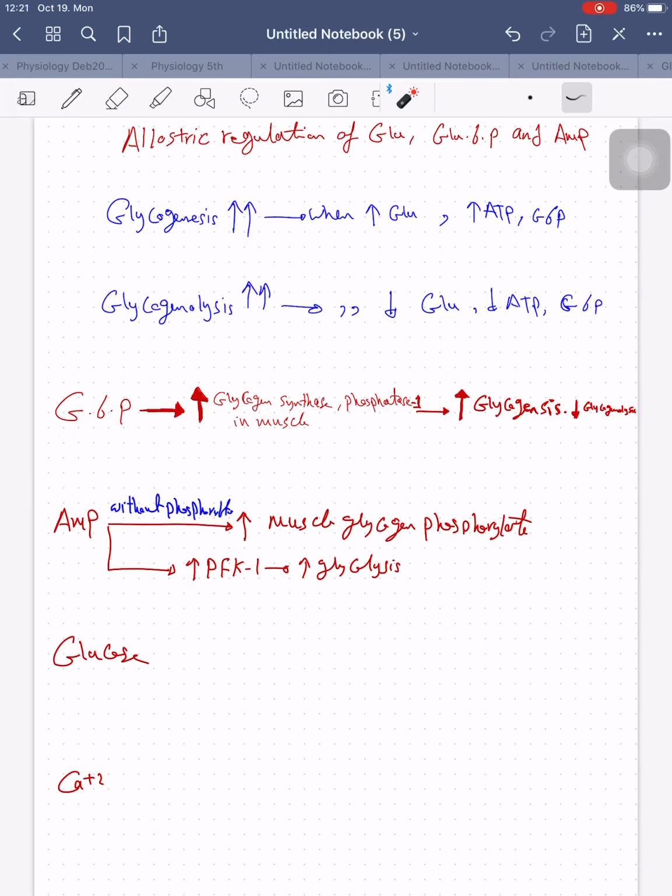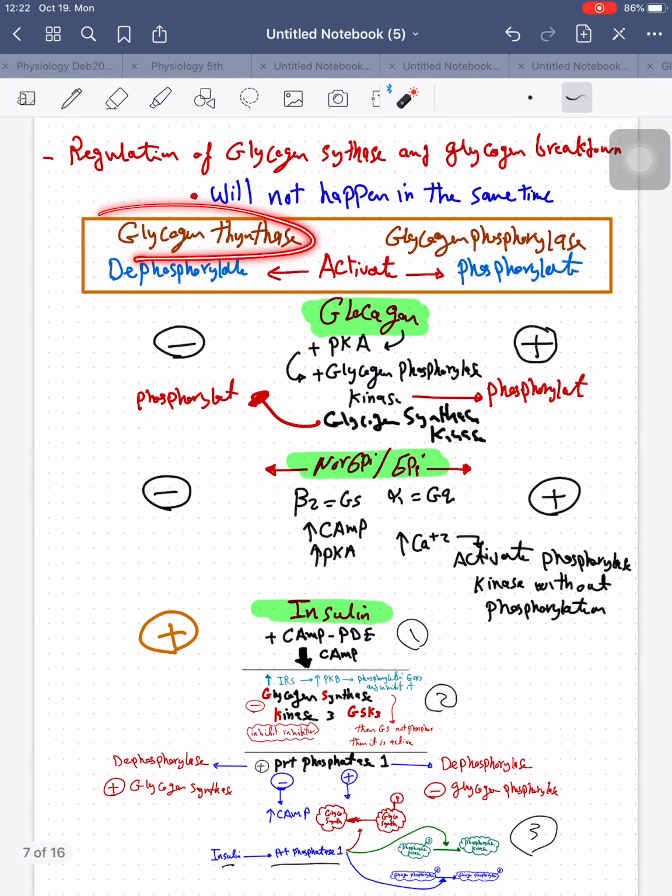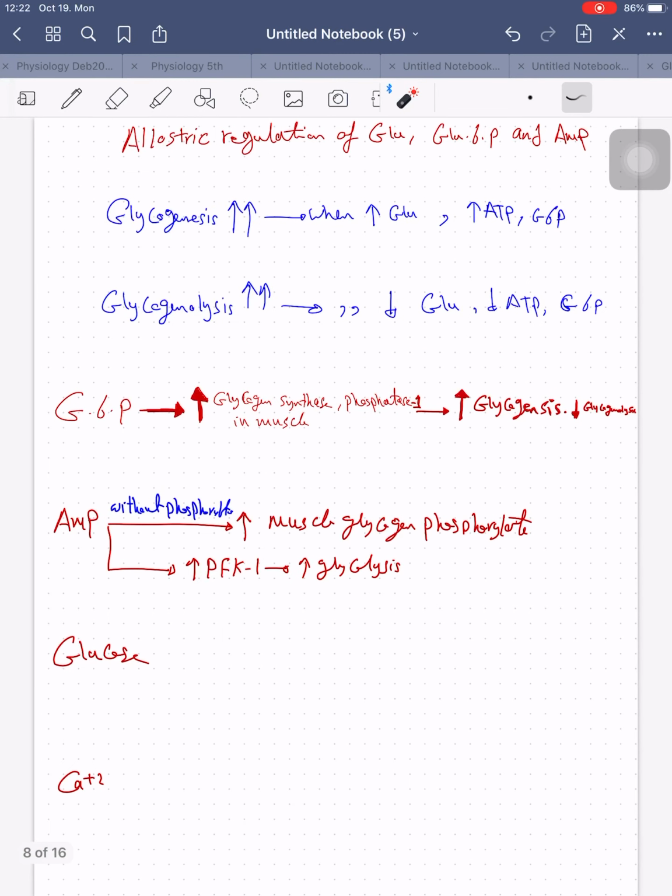will result in what? Will result in increased glycogen synthetase, and the phosphatase number 1 is activated in the muscle. Remember, glycogen synthetase and activate the phosphatase number 1. So you can expect that I increase glycogenesis and decrease glycogenolysis.